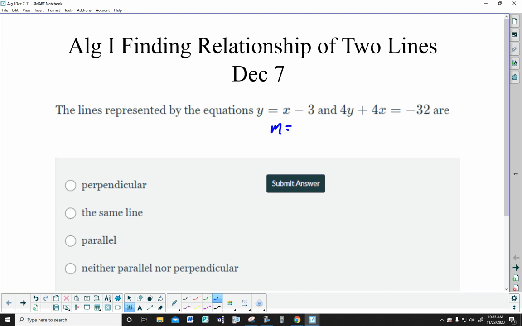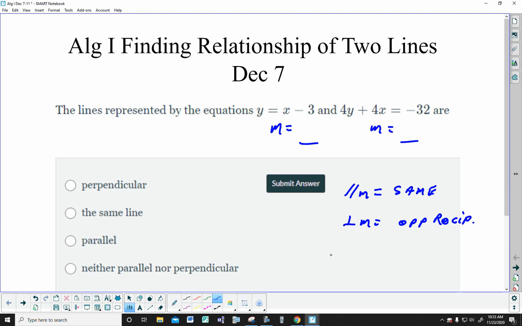You're going to find the slope of the first line and the slope of the second line, and then compare those two numbers. So remember, for parallel lines, the slope is the same. For a perpendicular slope, it's the opposite reciprocal. And if they're neither, they're neither.